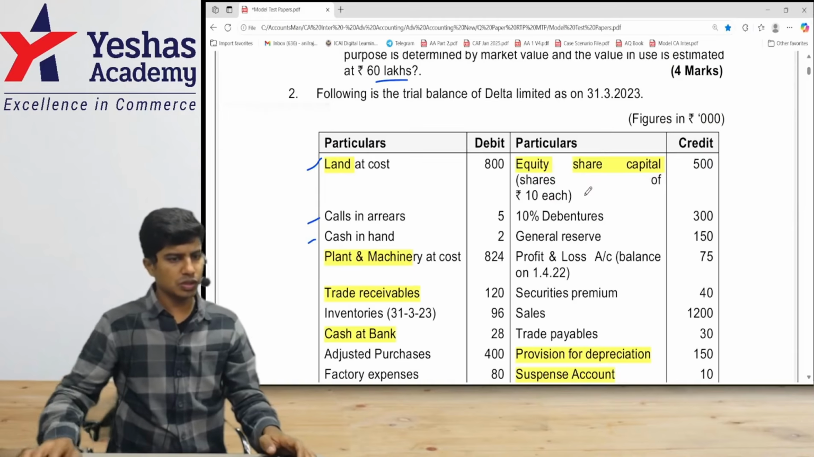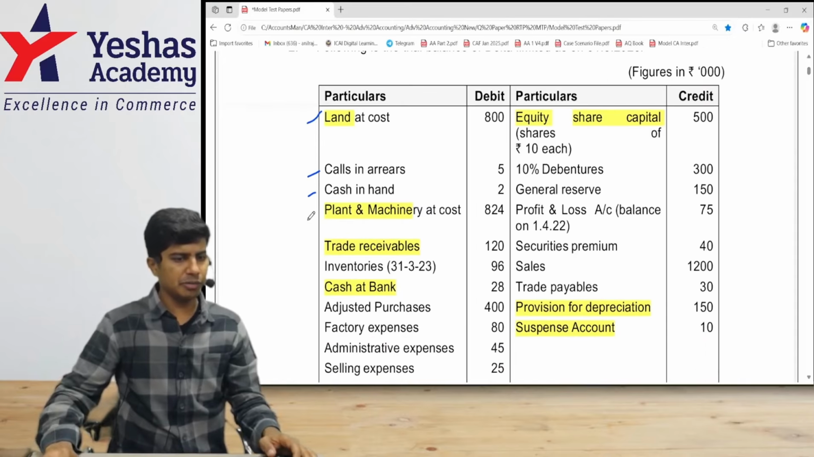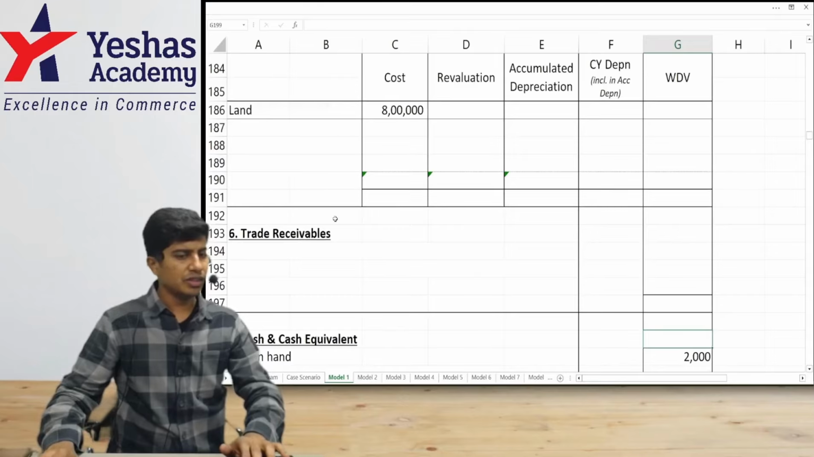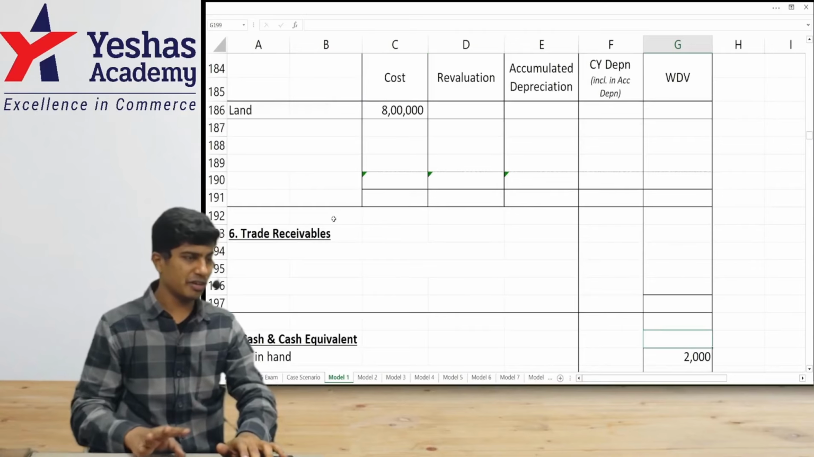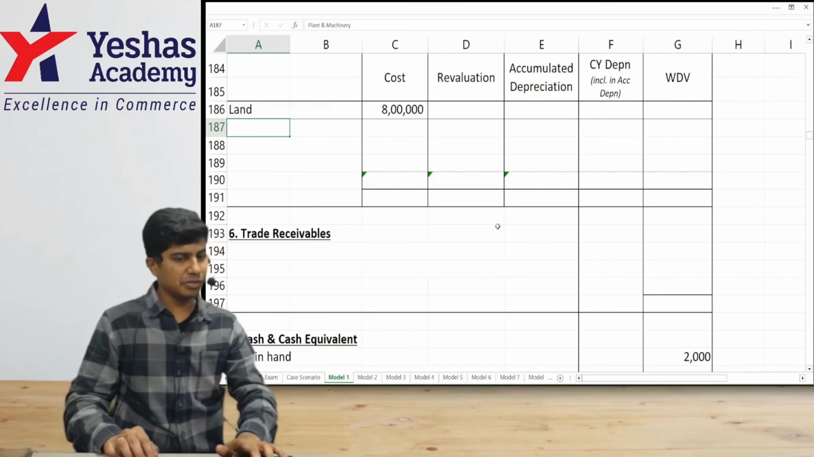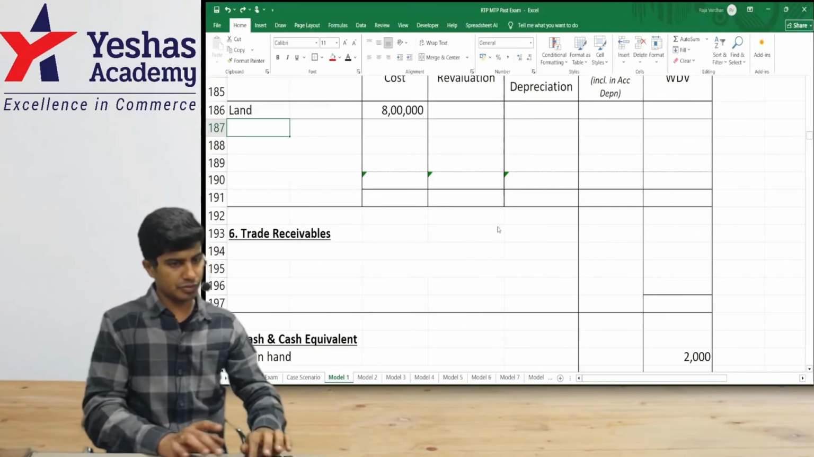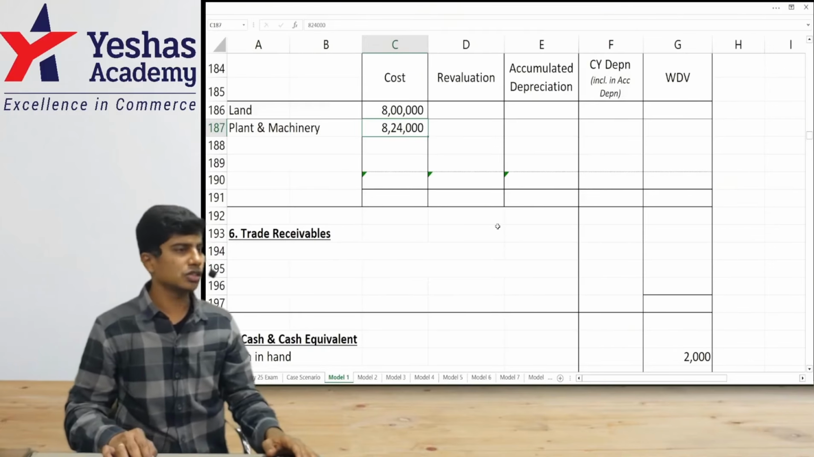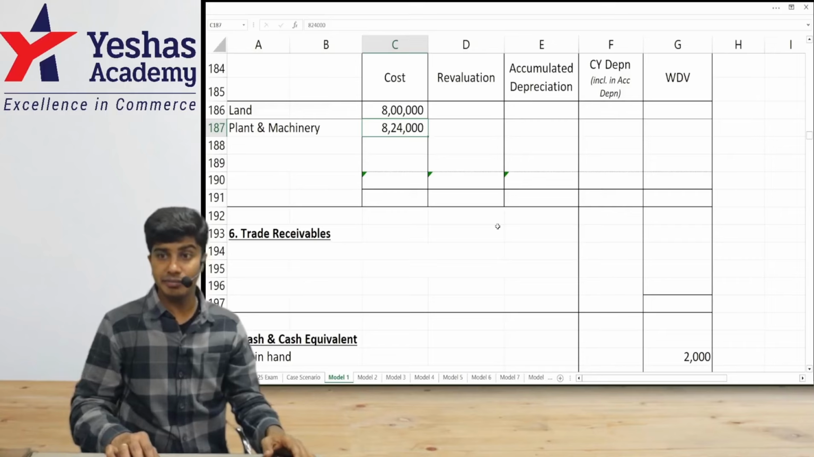Cash in hand. This is it, boss. Plant and machinery at cost. How much is it? 824. This has a lot of things. Yeah. Sale entry is not made. Accumulated depreciation has to be found for the current year. I would write plant and machinery. Plant and machinery. 8,24,000 is the original. I'll keep it there and done.